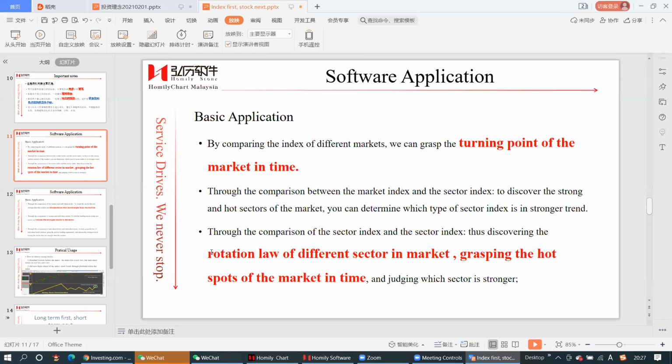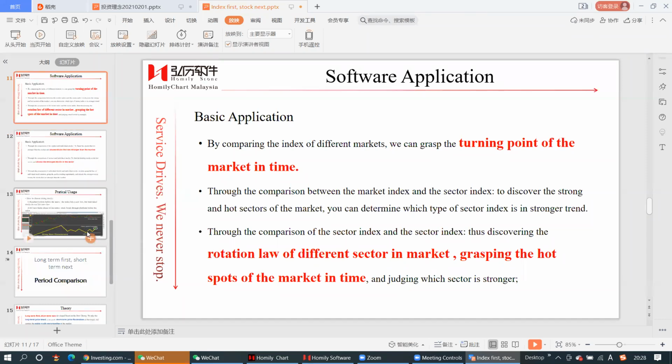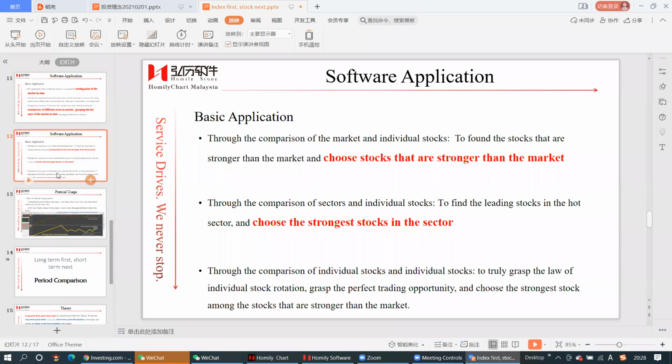The rotation rule you can study always, but currently it's still not yet. But you can observe whether you can find the rule yourself. Okay, I can give you some hint. When our petrol stocks are going strong, our palm oil stocks will always go weak. This is one of the theories you need to find yourself.